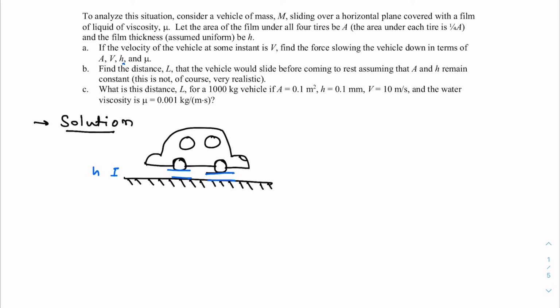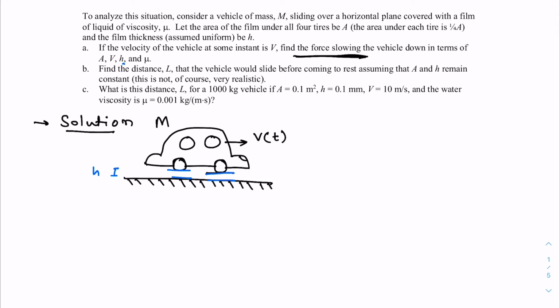And we are also given the water viscosity, which is mu, and the combined area of all the four tires is A. And this car is moving with velocity v, let's say, in the forward direction, and the mass of the car is capital M. So how would one find out the force which is slowing down the vehicle?